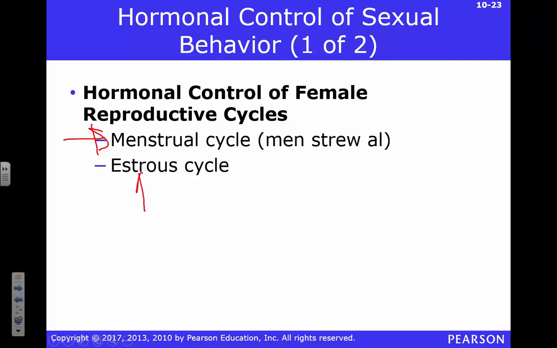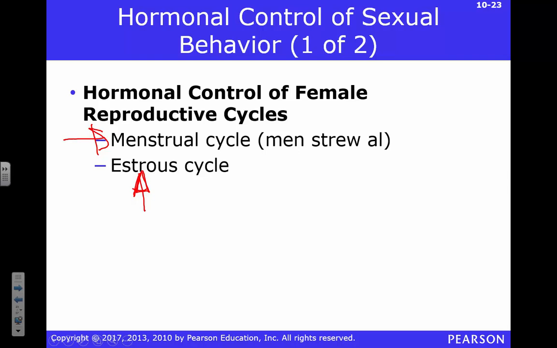If you're not a human, please raise your hand. Well, there's a special enrollment form you have to fill out. If you're not a human, we call that an estrous cycle. It's the same thing. If you're a rat, you've got an estrous cycle. If you're a human, you've got a menstrual cycle.